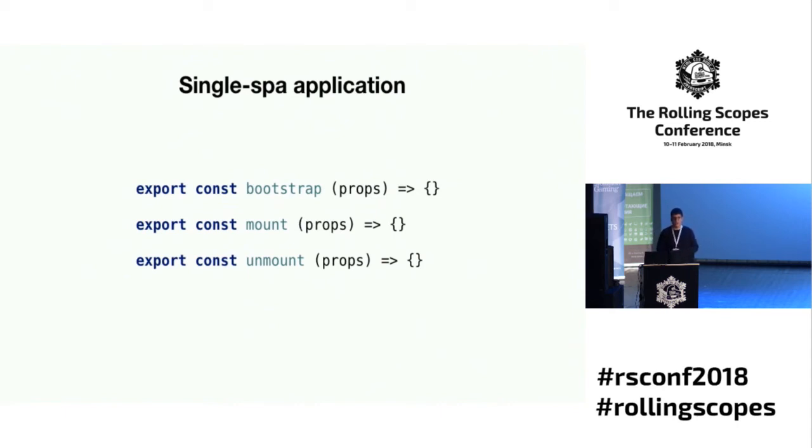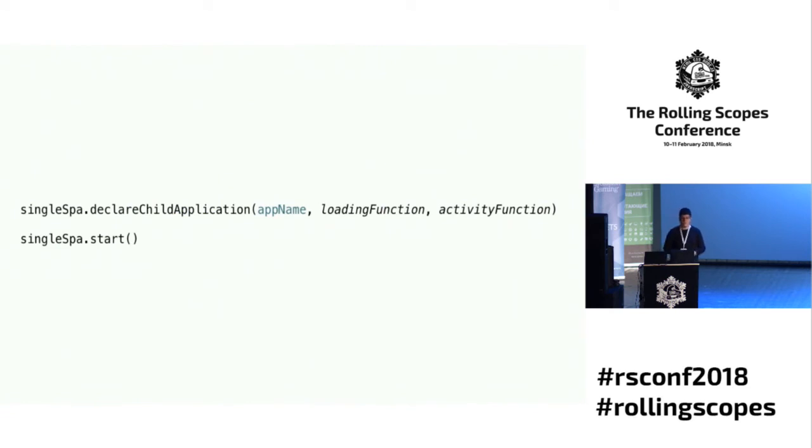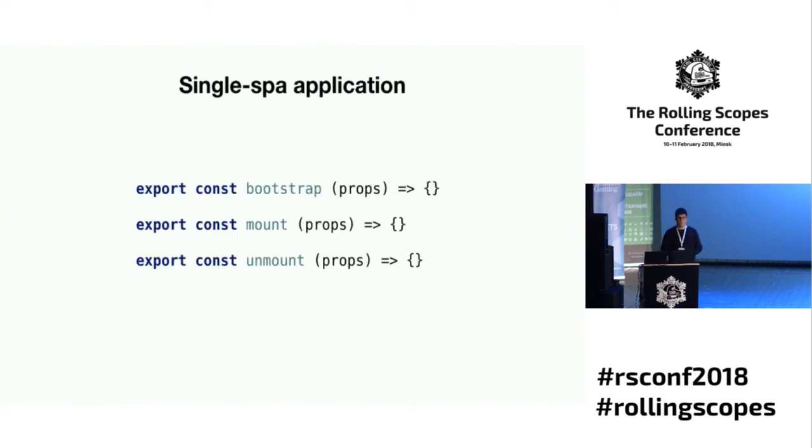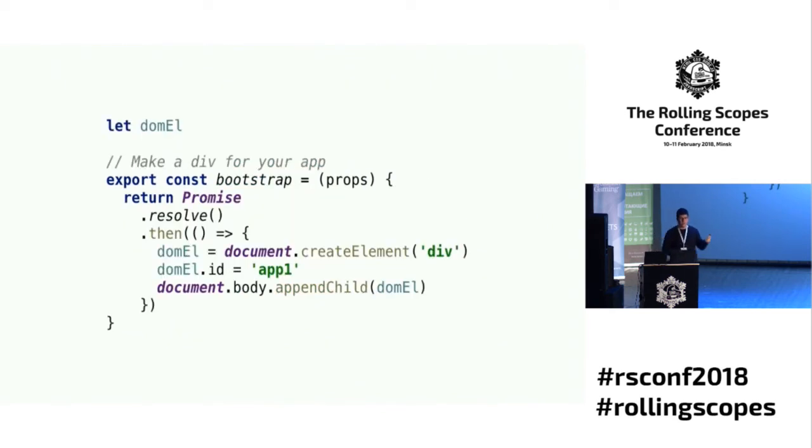How does the single spa application look? You're writing your regular Angular, Vue.js, or React app, and you need to provide one file to the single spa. That file should export three functions: Bootstrap, mount, and unmount. Every one of those functions will receive props. The props are that fourth parameter that you can send in declare child application. And every one of those, Bootstrap, mount, and unmount, should return a promise that's resolved. And inside that promise, you can do basically anything with the DOM.